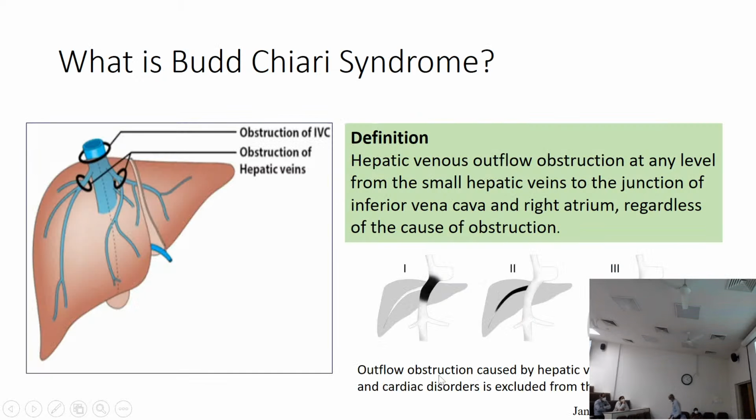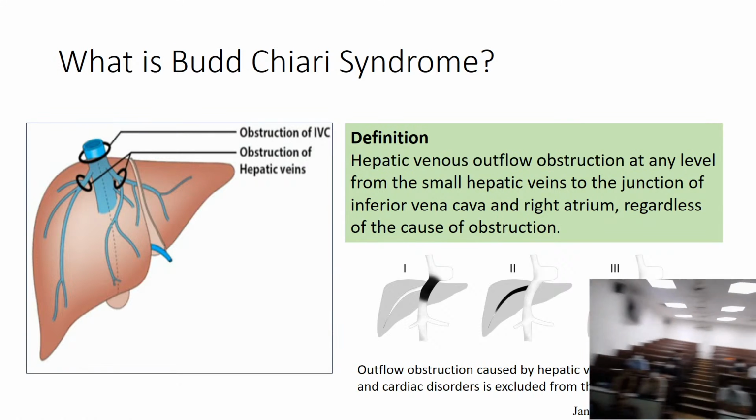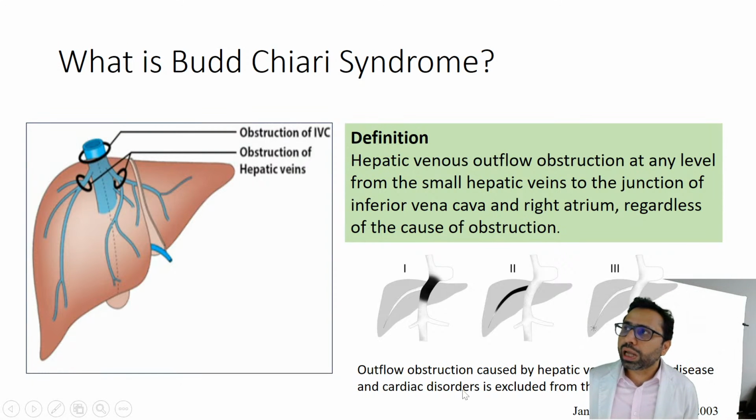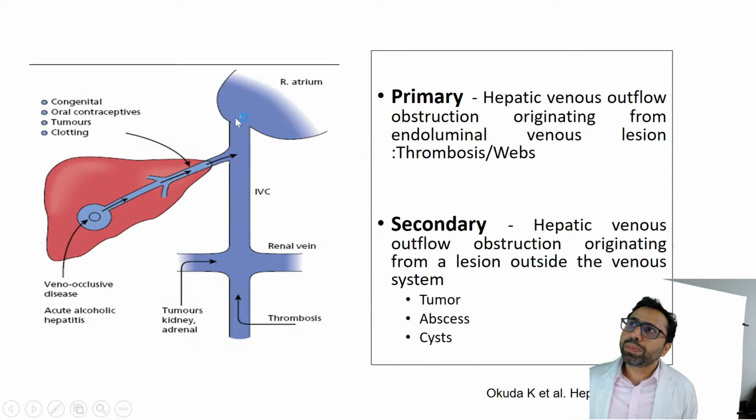So what is Budd-Chiari? Budd-Chiari is basically obstruction of the hepatic veins anywhere from the smaller hepatic veins right up to where the junction of the inferior cava opens into the right atrium, regardless of the cause of obstruction. Now, this does not include veno-occlusive disease and cardiac disorders. So it can be primary or secondary. Primary is when you have a thrombosis or a web anywhere from the hepatic vein formation to the junction of the IVC with the right atrium. Or secondaries can be due to a tumor, an abscess, or a hematological malignancy.